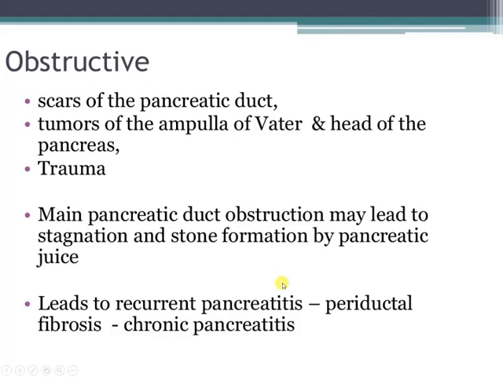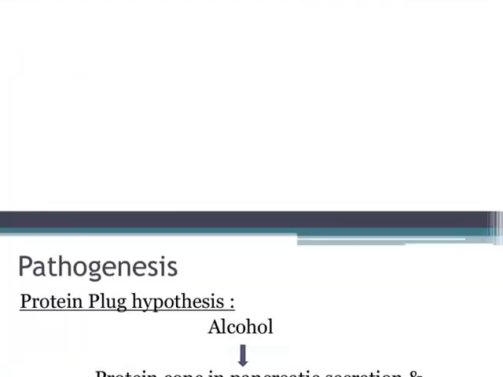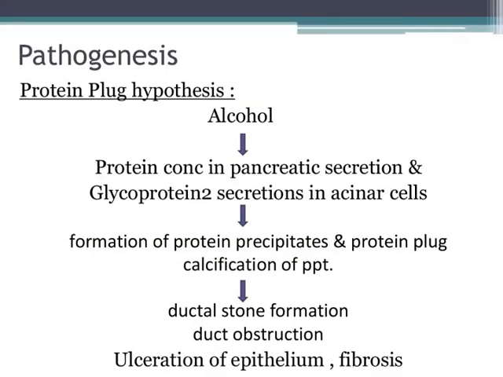Obstructive. Scar of the pancreatic duct, tumors of the ampulla of Vater, and head of the pancreas. Trauma. Main pancreatic duct obstruction may lead to stagnation and stone formation by pancreatic juice, leading to recurrent pancreatitis, periductal fibrosis, chronic pancreatitis. Now you can see all levels of the pathogenesis in the formation of chronic pancreatitis.